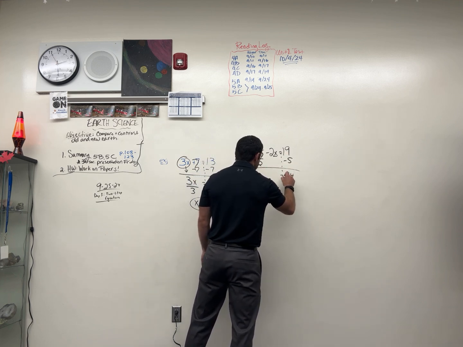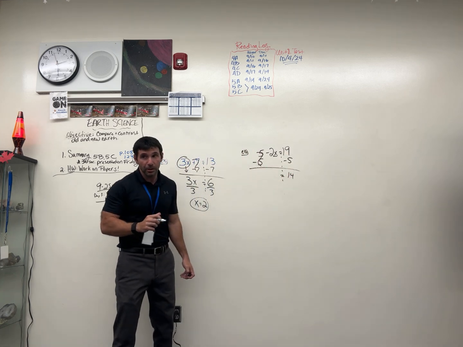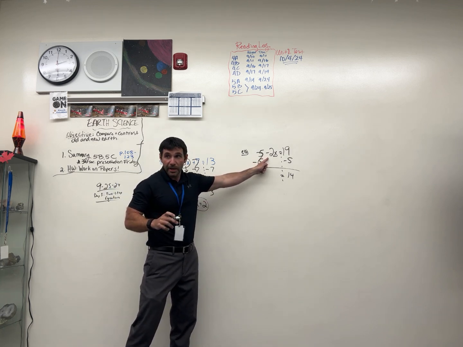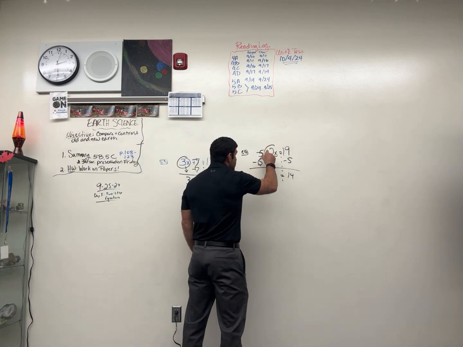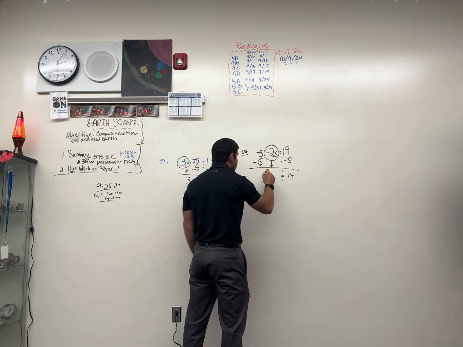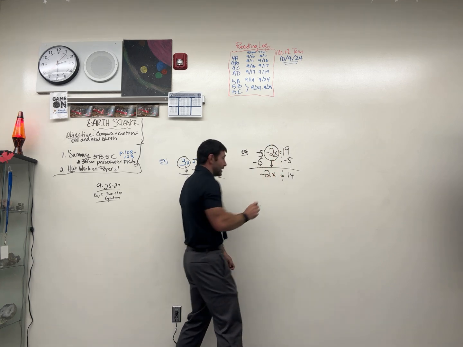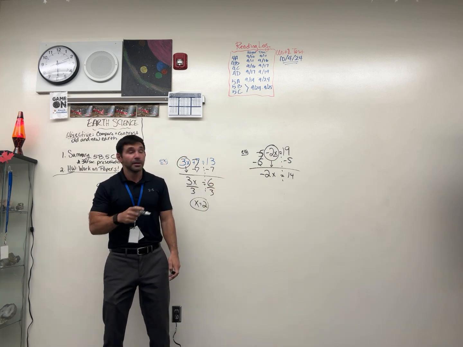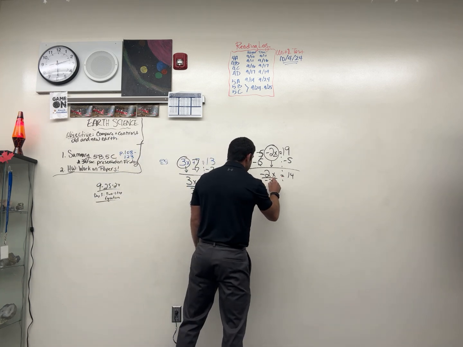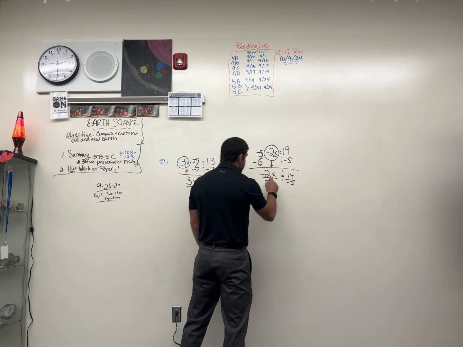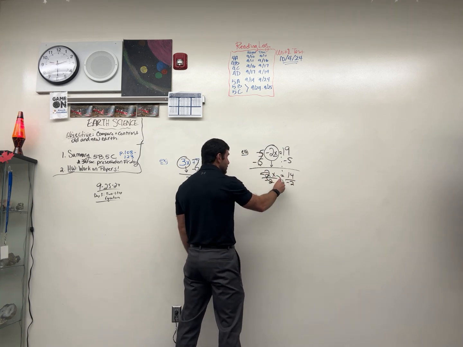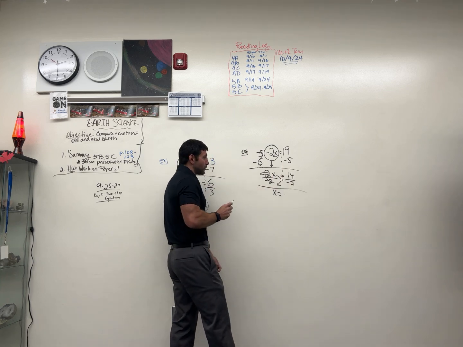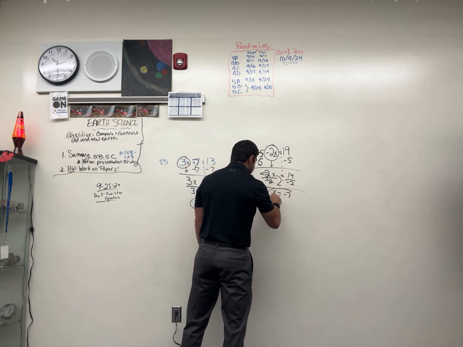This side is 14, and this is where you're going to make mistakes, so I want all eyes on me right now. This isn't just 2x. You need to make sure that you bring down the entire thing, which includes the sign. So now I have negative 2x equals 14. Divide both sides by negative 2. Negative divided by a negative is positive. 2 divided by 2 is 1. 1 what? 1x. 14 divided by negative 2 is negative 7.